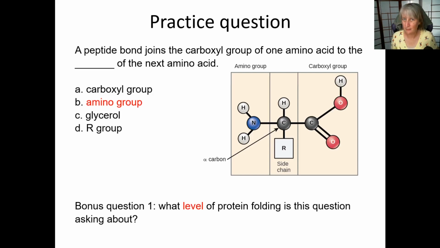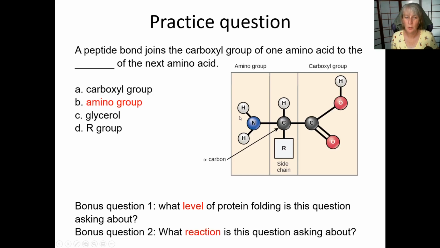Bonus question 1. I'm not going to answer this today. What level of protein folding is this question asking about? Bonus question 2. What reaction is occurring when I form peptide bonds? You should be able to answer those right away. If not, go back to your notes and answer them before you come back to my next review.